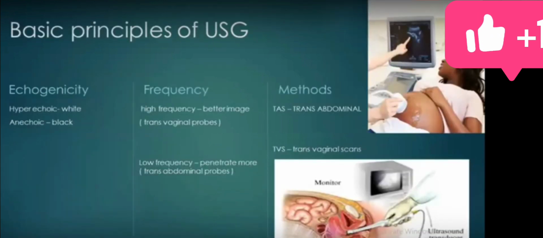So the basic principle of USG is echogenicity. That is, the sound wave is passed and the sound wave reflects back, and this principle is used. So if there is water or a fluid, the sound waves get absorbed in that fluid, so there will not be any echo. So it will appear as black on the screen.